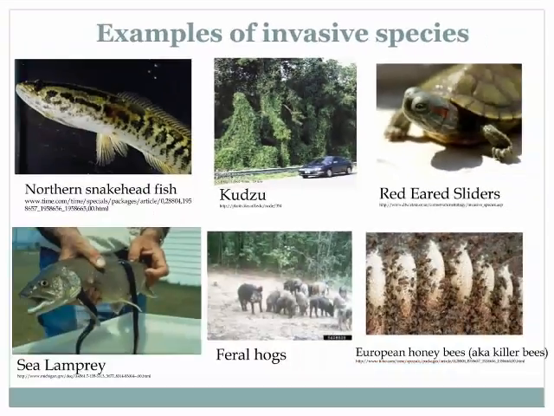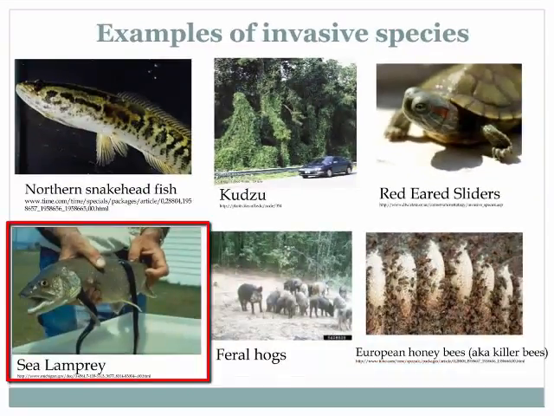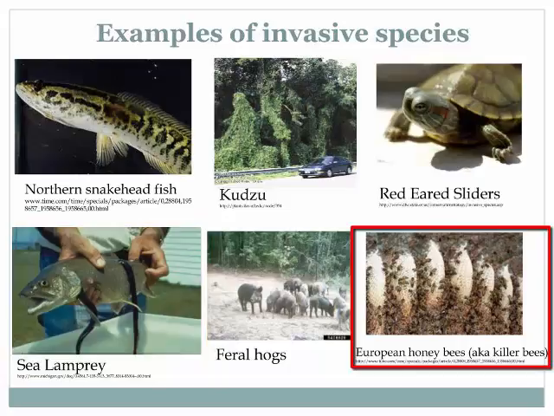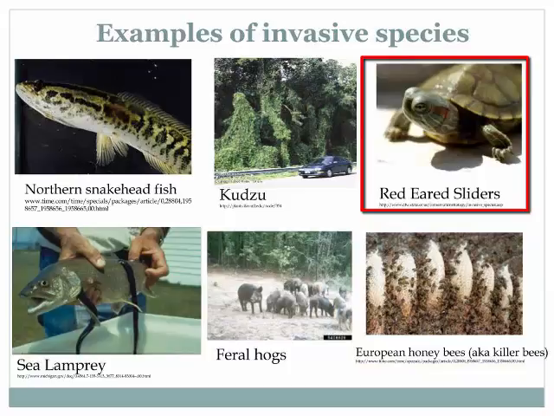The other examples shown here are sea lampreys, which are parasitic aquatic organisms that latch onto and feed off of the body fluids of fish, Africanized honeybees, which are an aggressive hybrid of European and African bees, and red-eared sliders, which are turtles that take over ponds and lakes and outcompete other aquatic organisms there.